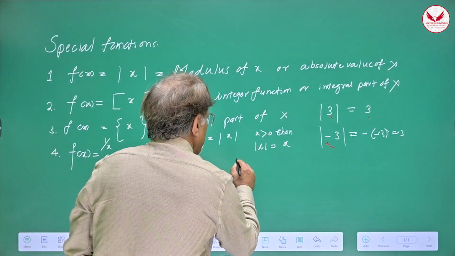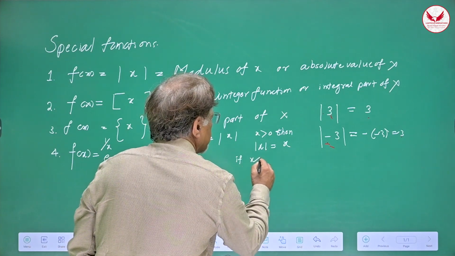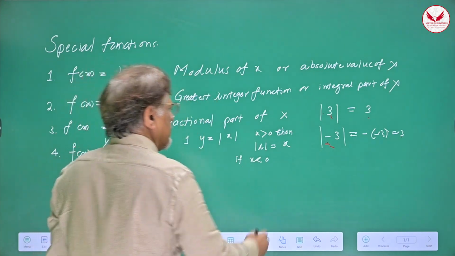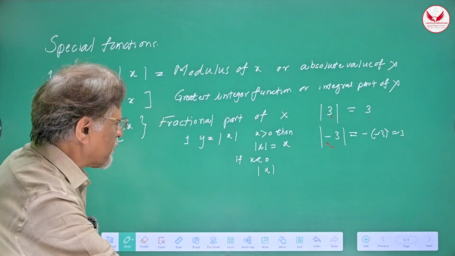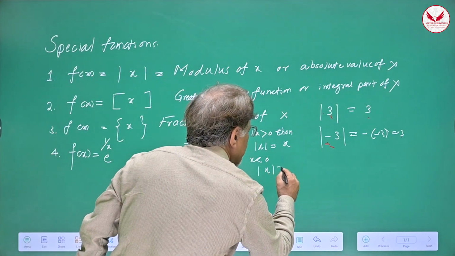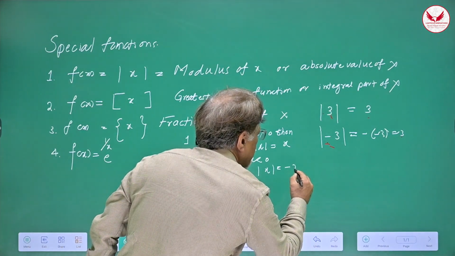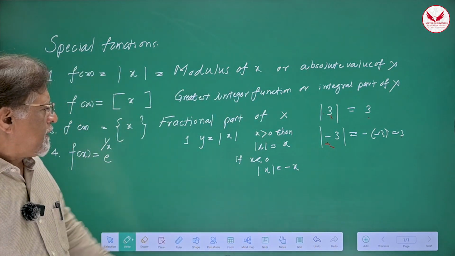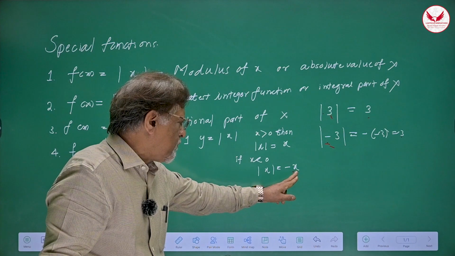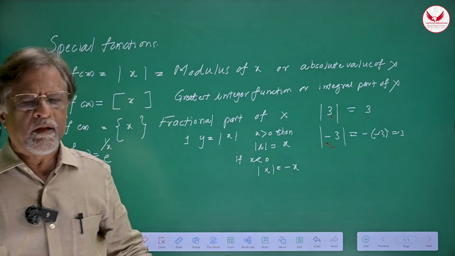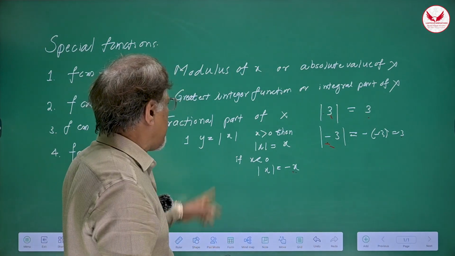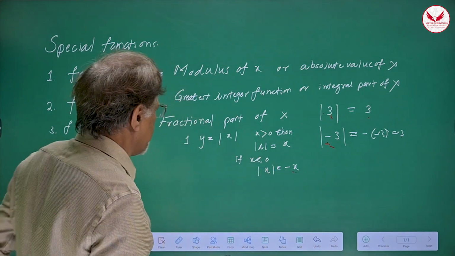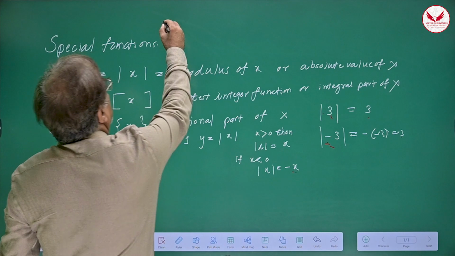But if x is negative, then mod of x, because x is negative and I want the answer to be positive, I will have to attach a minus sign to x. Correct? Remember, this x itself is negative. So, negative of negative, double negative, gives you a positive number. Okay? So, under any circumstances, the answer will be positive. So, let us take some examples.